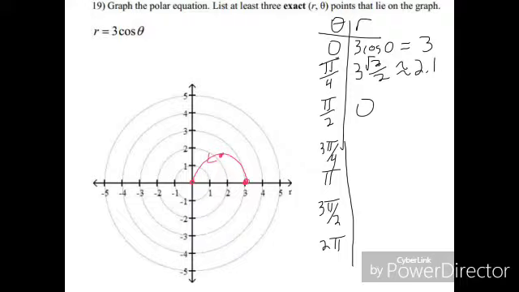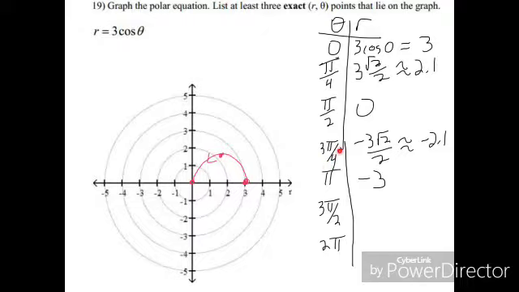Excellent. Let's keep going. Plugging in 3 pi fourths into cosine. Cosine's negative in quadrant 2, so we'll get negative square root of 2 over 2 times 3, which is negative 3 square root of 2 over 2, approximately negative 2.1. Pi. Plugging in pi, cosine of pi is -1, times 3 is -3. Let's see what that gives us.